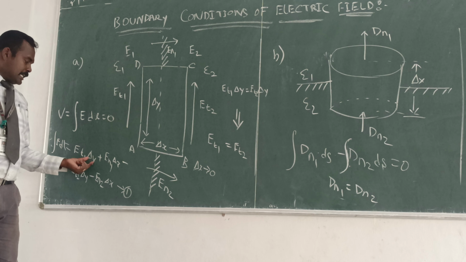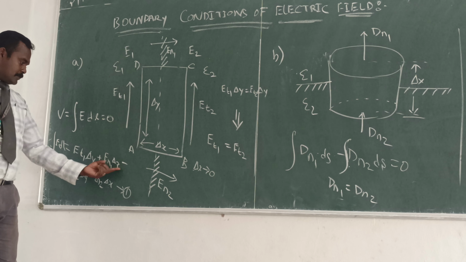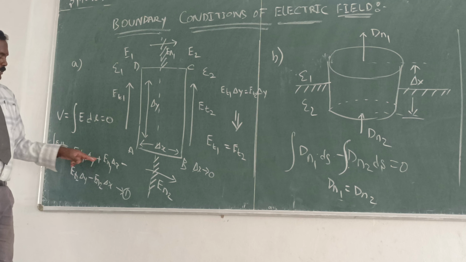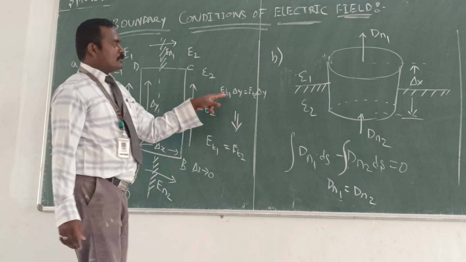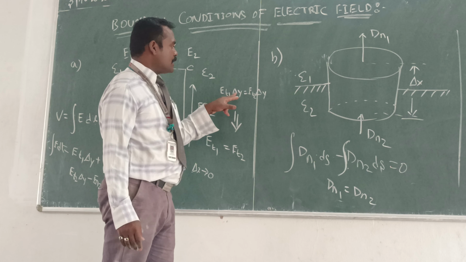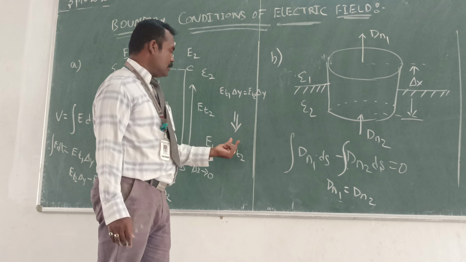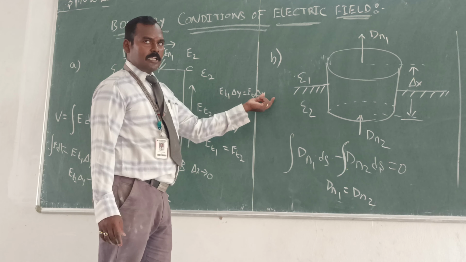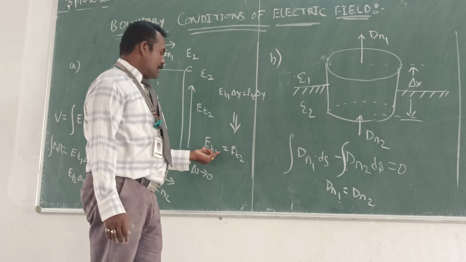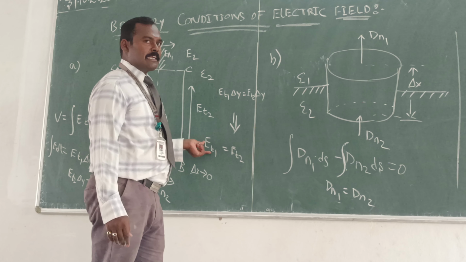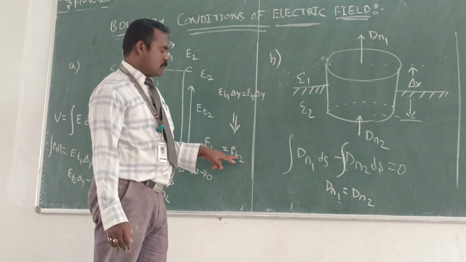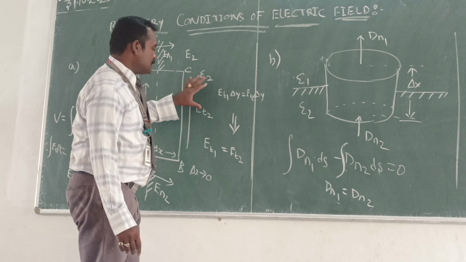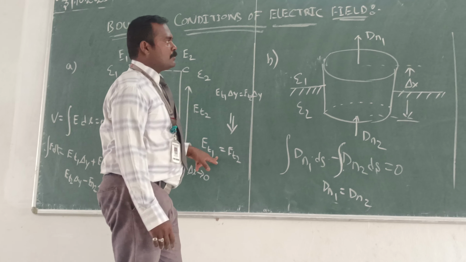So Et1 into del Y minus Et2 into del Y equals 0. Moving the minus term to the other side, it becomes plus, so Et1 del Y should be equal to Et2 del Y. The del Y is common on both the left and right sides, so you can cancel it. So we have proved that the tangential component of electric field intensity in medium 1 is equal to the tangential component in medium 2. That is case 1: Et1 equals Et2.